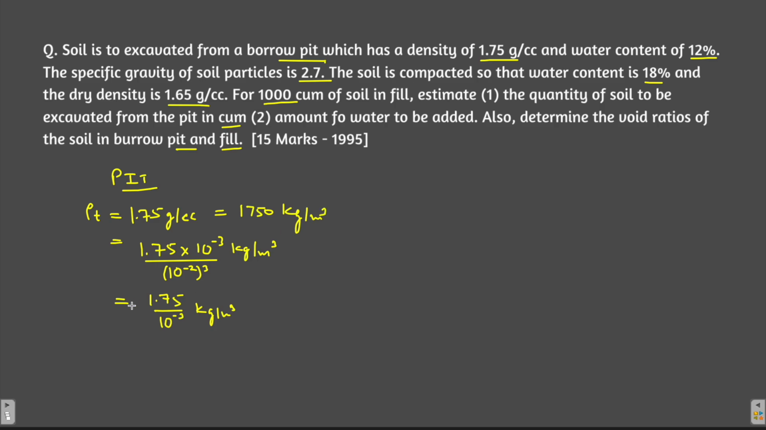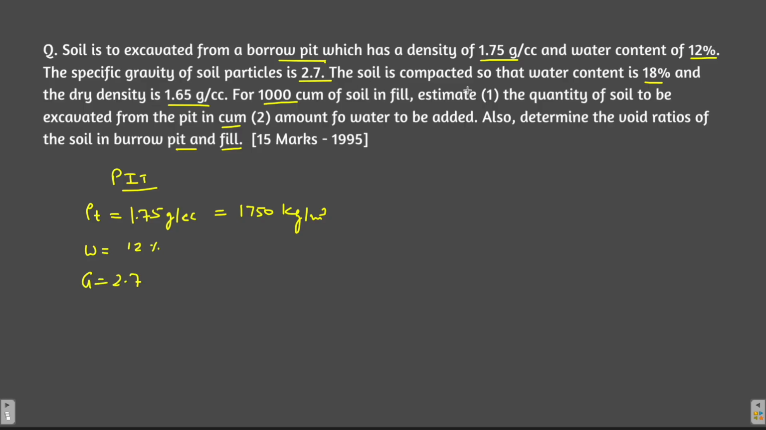Okay, after showing the derivation, I'll just remove this. So this is the density of the soil in the pit. It is given to you. Now the water content is given to you as 12%. The specific gravity of soil particles is given to you as 2.7.